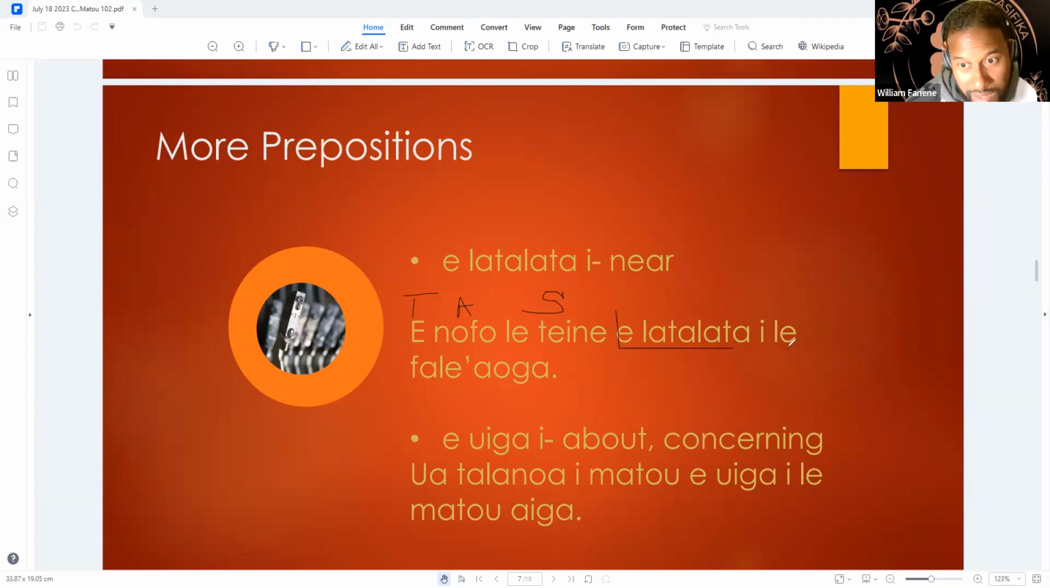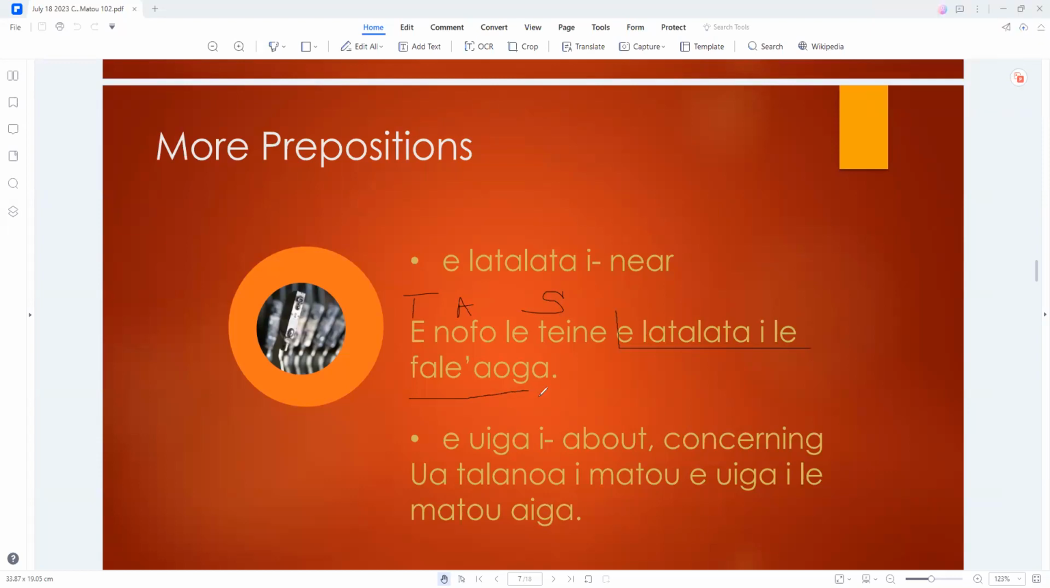Elatalata or elakalaka ile fale aonga. All of this would be the location: tense, action, subject, and then location. So present tense, action is to live. If you wanted to say sit, depending on the context, and then we have the tene. So the girl lives near the school. Fale aunga. Fale aunga. Yeah, fale aunga.